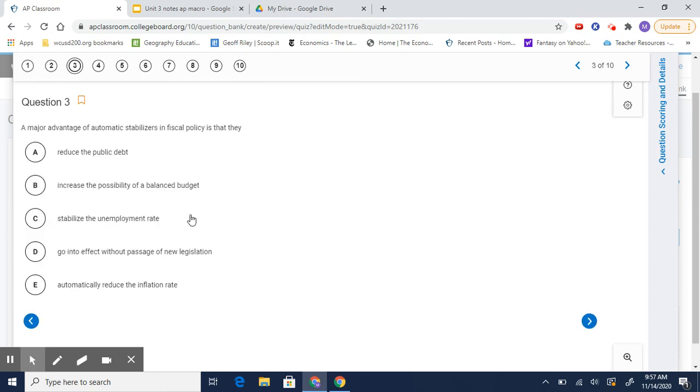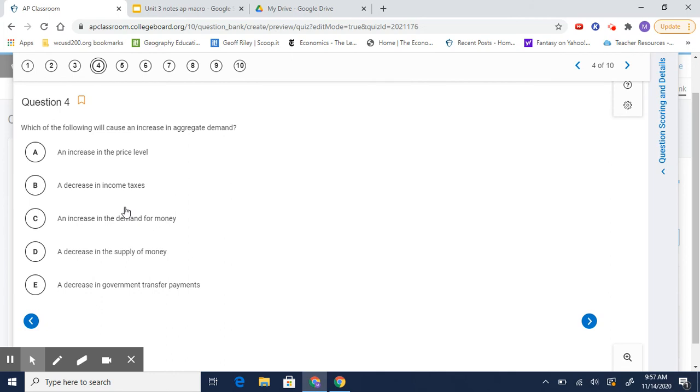Number 3, a major advantage of automatic stabilizers in fiscal policy is that they can do what? So pause the video, see if you can answer it. And the correct answer here is D. Automatic stabilizers, the nice thing about them, you don't have to pass new acts. Congress doesn't have to do anything. Those things kick in automatically as they were intended.